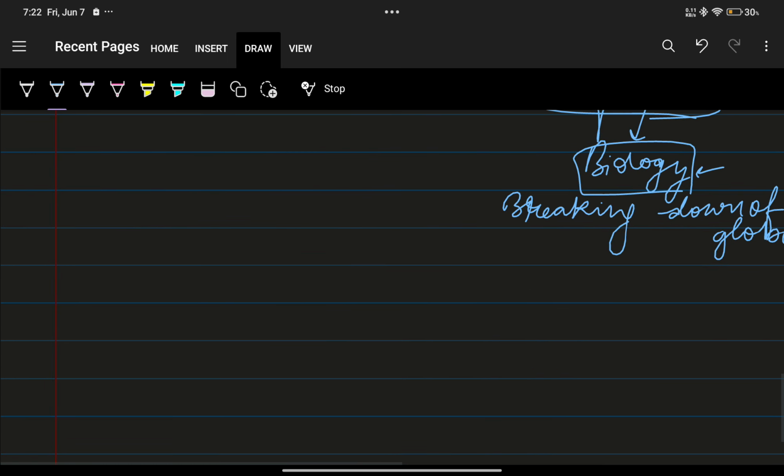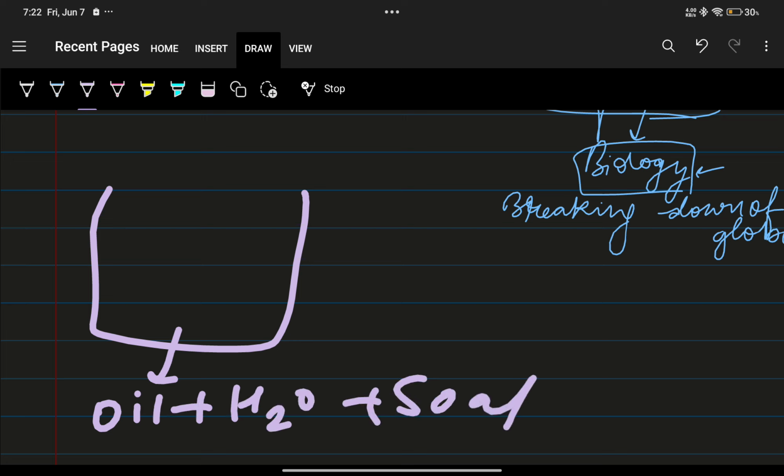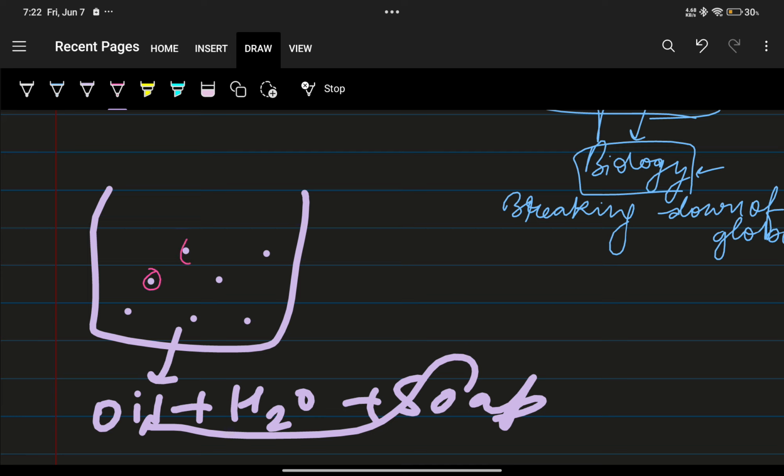Let me show you with a figure so that you can easily understand. This is a beaker where we have oil plus water plus soap. So soap is forming micelles around the oil, right? Soap is forming micelles around the oil. This is the oil particle which I'm drawing with the gray color, and these are oil particles, and this is basically the formation of micelles around each of them, which are not allowing them to again form the layer.